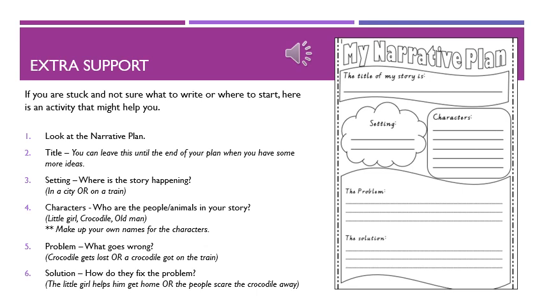If you're a little bit stuck and you're not sure what to write or where to start your writing, here is an activity that might help you. I would like you to look at the narrative plan on the right of your screen. This plan shows all the parts that you need for your story. At the top, you'll notice it says the title of my story is. You can leave that part until the end if you would like to, because sometimes we can't come up with a title until we know where our story is going and what our story is going to be about. So let's move to the next part, which is your setting.